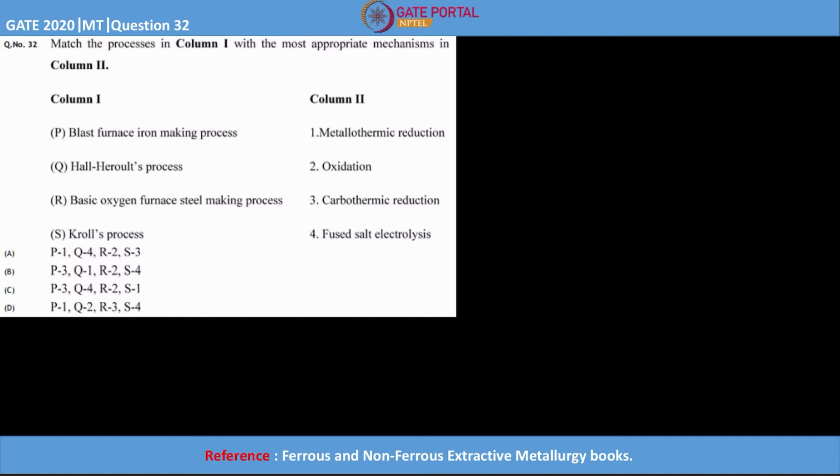So what is happening in this? Basically, what is a blast furnace? What happens in a blast furnace iron making process? We use carbon, or coke, as a fuel or a reducing agent, so that this will be reducing your iron ore. Wherever we use carbon or carbonaceous materials as a reducing agent, we call it carbothermic reduction. Therefore, the blast furnace matches to the carbothermic reduction.